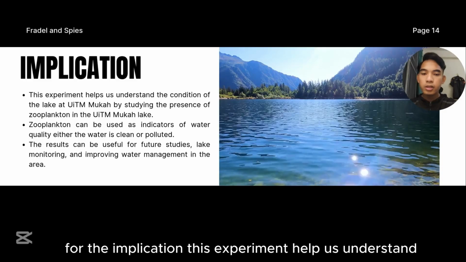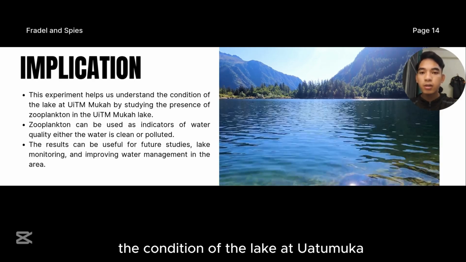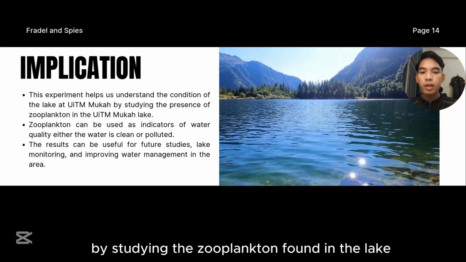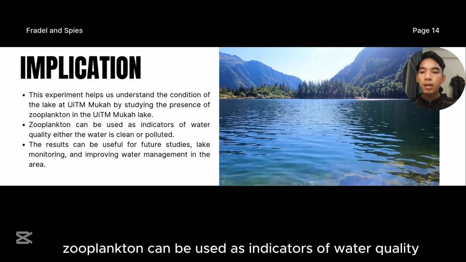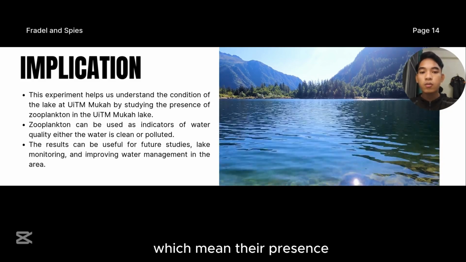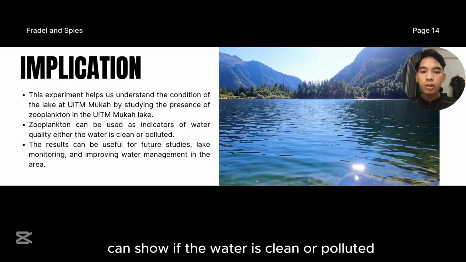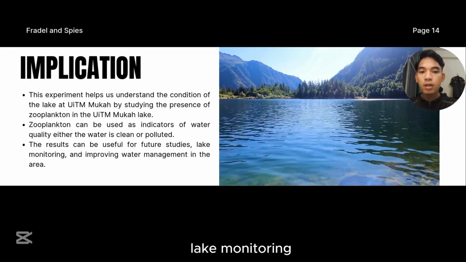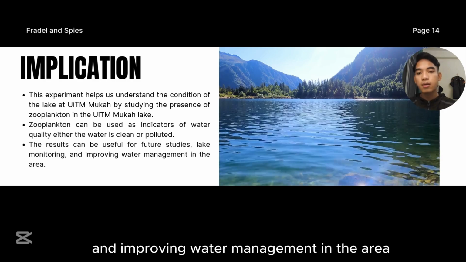For the implication, this experiment helped us understand the condition of the lake at UiTM Muka by studying the zooplankton found in the lake. Zooplankton can be used as indicators of water quality, which means their presence can show if the water is clean or polluted. The result can be useful for future studies, lake monitoring, and improving water management in the area.